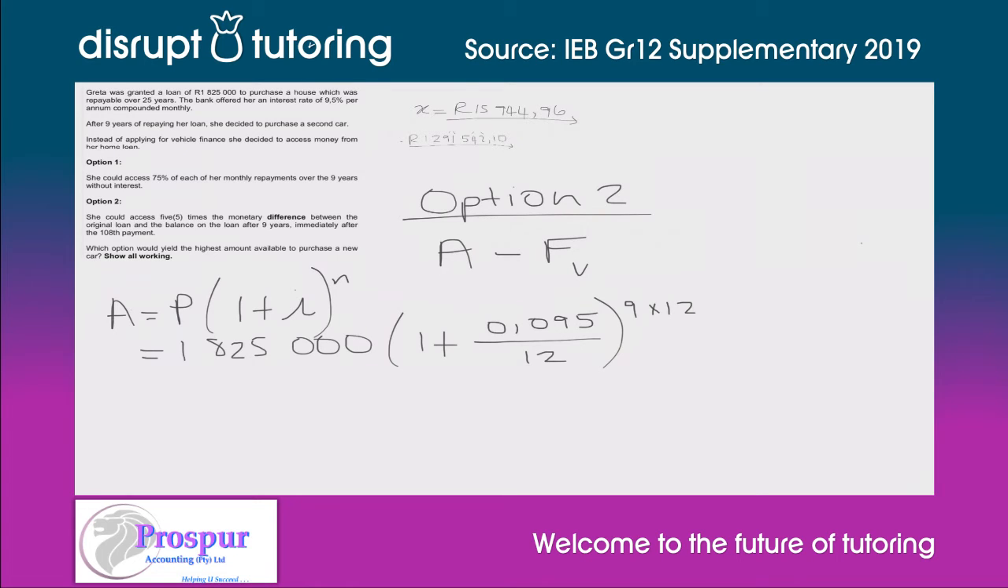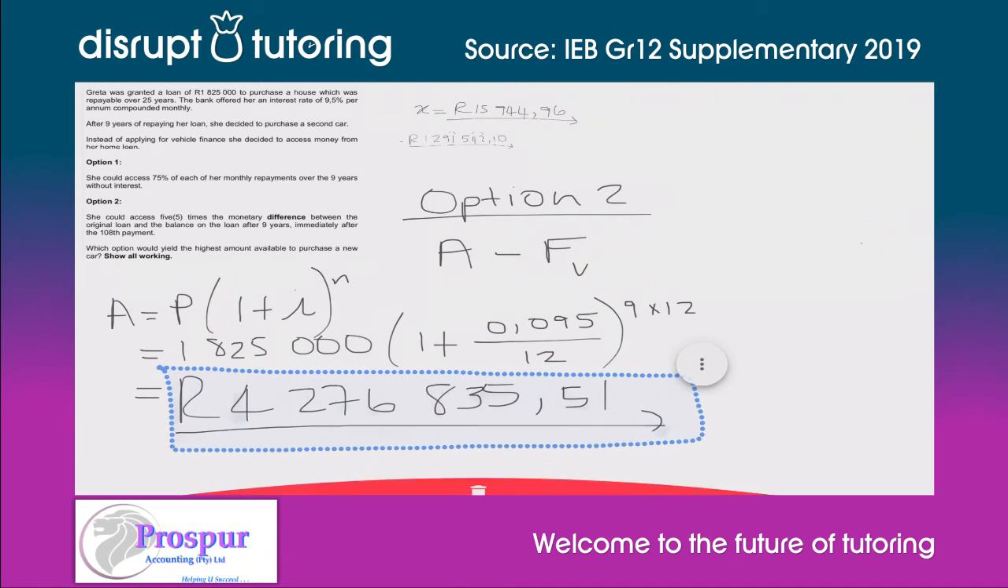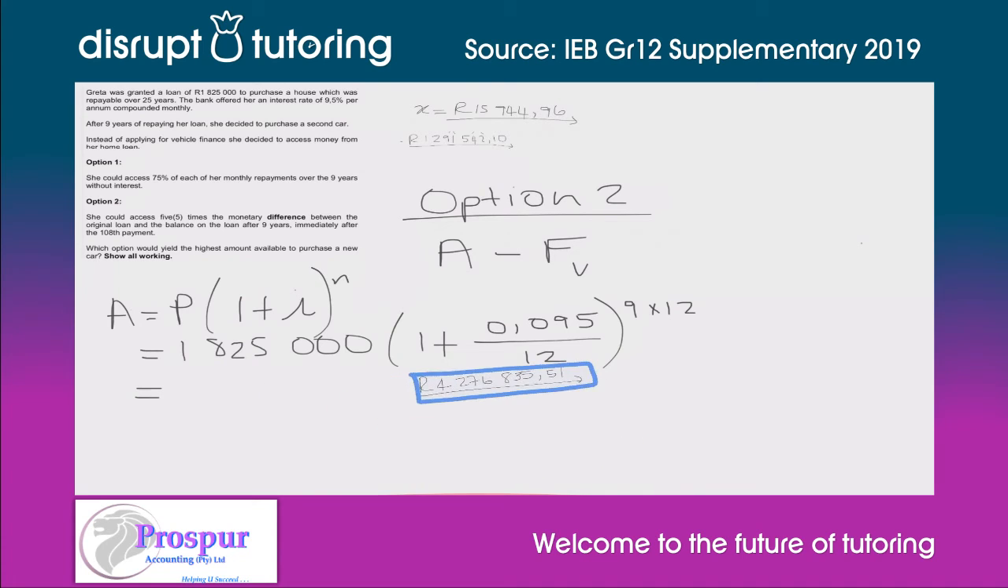Once we plug that into our calculator, what do we get? It means that the total amount due at that time is 4,276,835.51. So that's the accumulated amount, or the total amount of the loan at the end of 9 years. That's an important one for us to save, so I'm going to save that because we're going to need it in order to complete option 2.